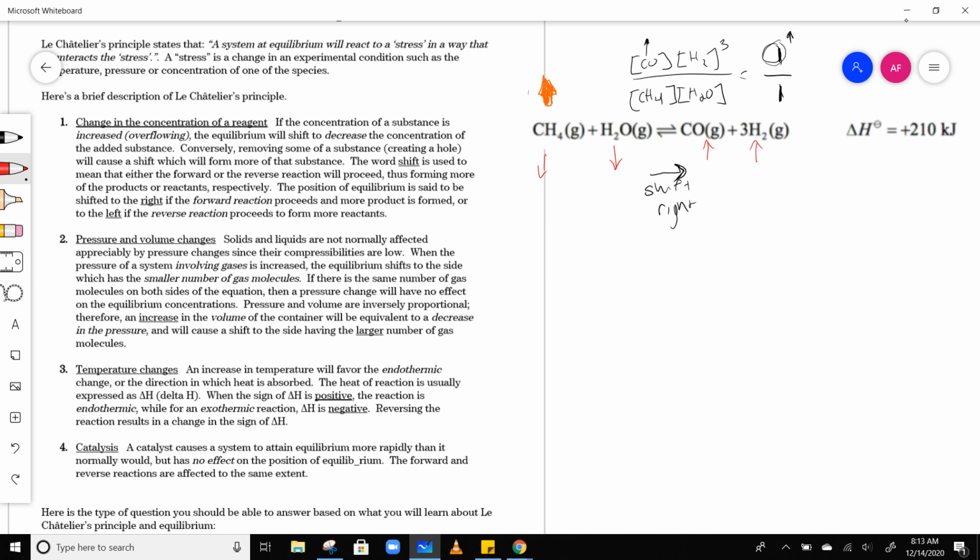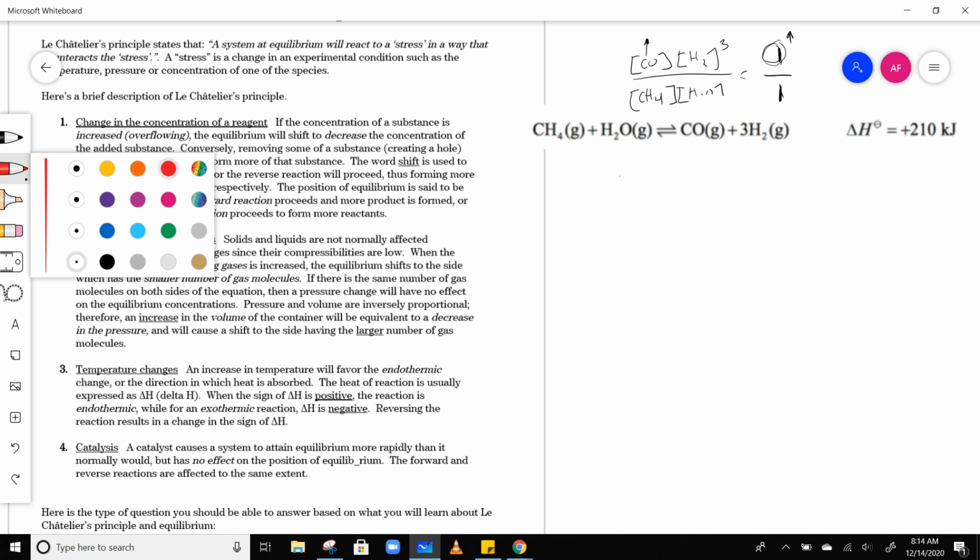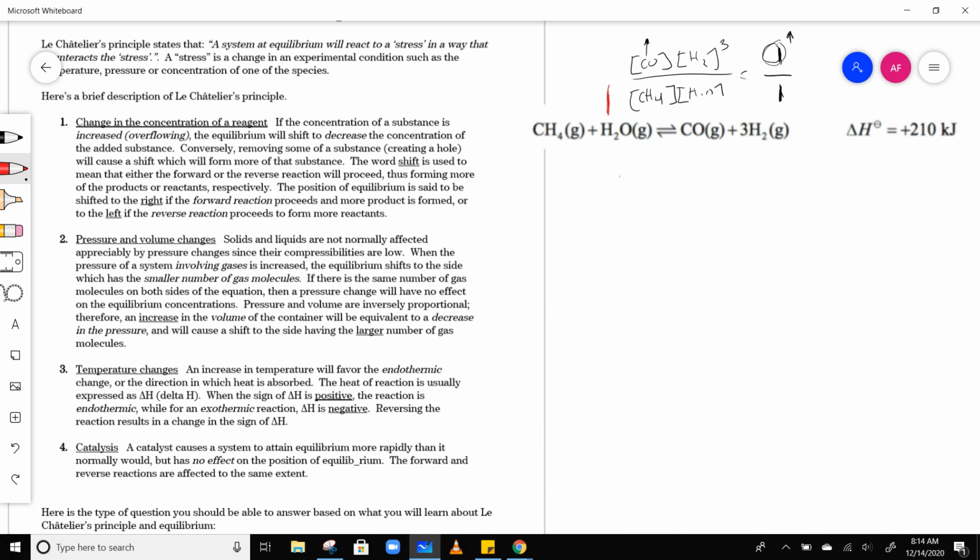If we add CH4 artificially, it's going to shift to the right. It's going to shift away from that stress. So if we change the concentration of any reagent by adding it, it's going to shift away from that. It's going to cause the reaction to shift to the right, and then we're going to get less CH4, less H2O, more CO, and more H2. We can also have it if, let's say, we add more H2O. If we add more H2O, again, it's going to shift to the right.